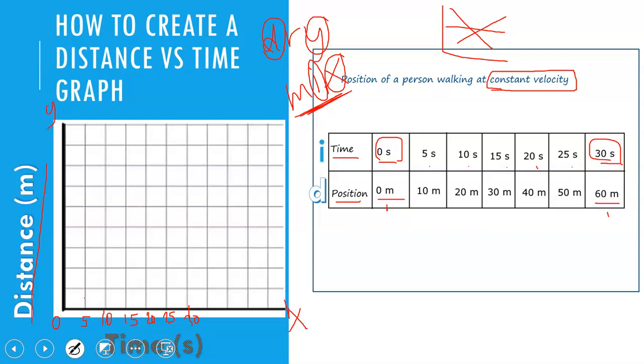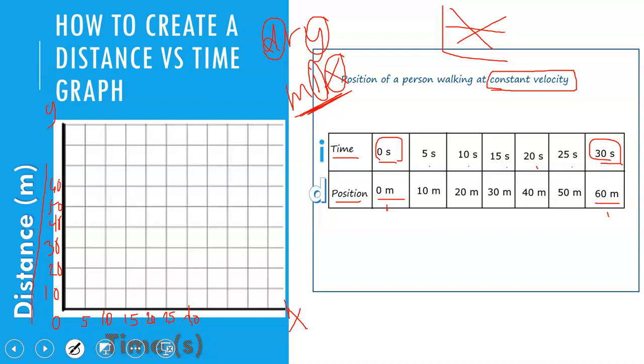We will try again. So maybe every line needs to be 10. So this would be 10, this would be 20, 30, 40, 50, and 60. All right, so it fits perfectly. Now you just need to plot your points.